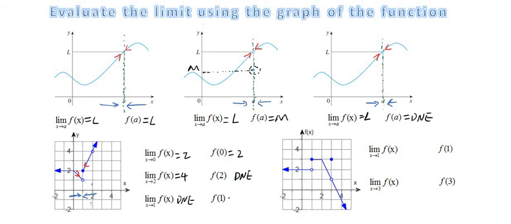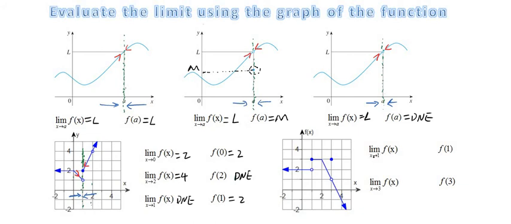Now let's take a look at f(1). What is f(1)? We draw the vertical line. On this vertical line, can we find a solid point? Yes, we can find a solid point here, and this solid point has y value 2. So that means f(1) equals 2. Now let's take a look at the second example.